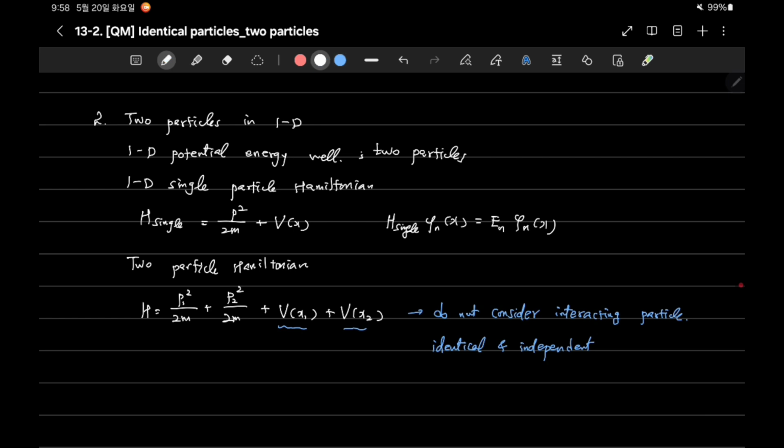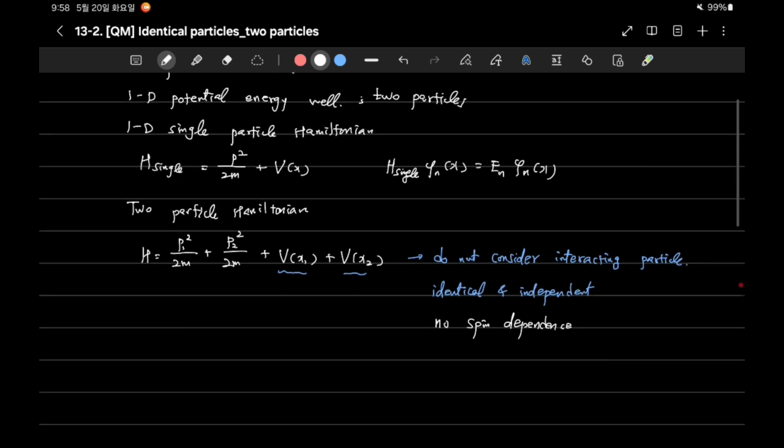Also, there is no spin dependence. There is no spin information, so only the spatial function. The potential is separate, and the interacting Hamiltonian can be considered later.